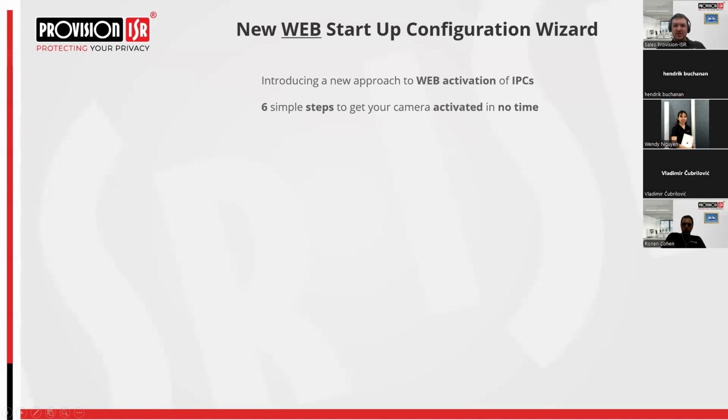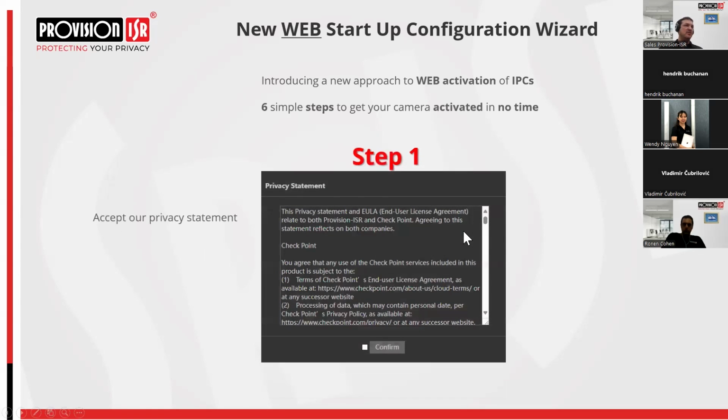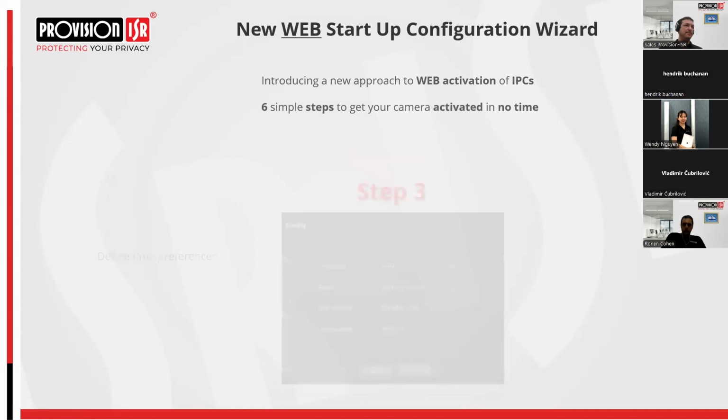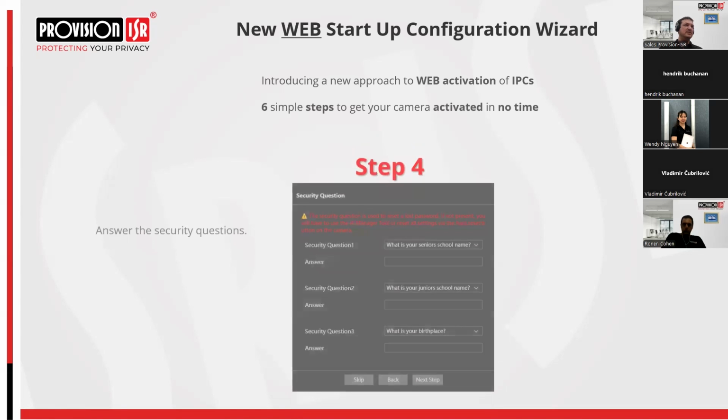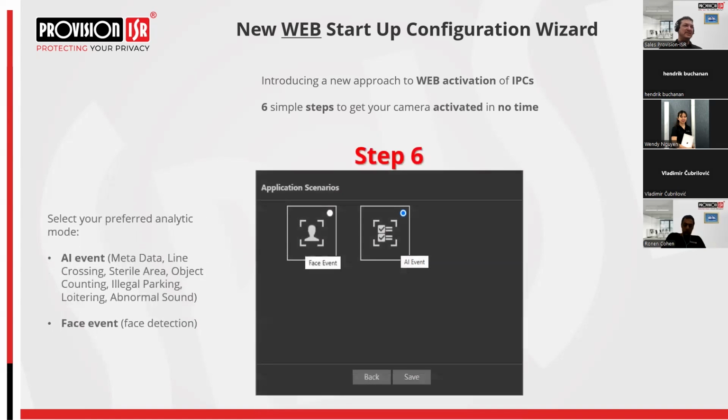The next feature is related to activating the IP camera via the web interface. I'm kind of repeating myself because I did show it to you in the how-to tutorial on the eyesight camera, so this is purely for the eyesight camera. Just to remind you, you're going to have 6 simple steps. The one I want to highlight again is the ability to select your preferred analytic mode.